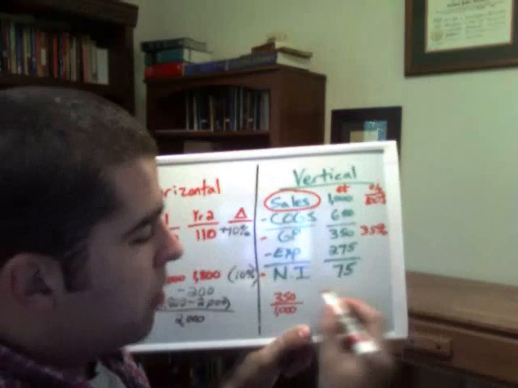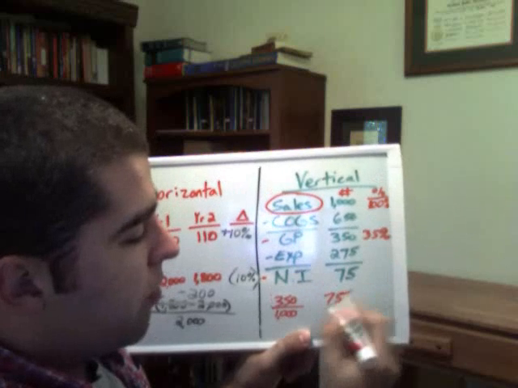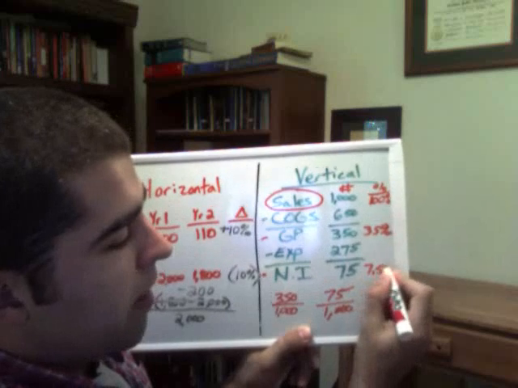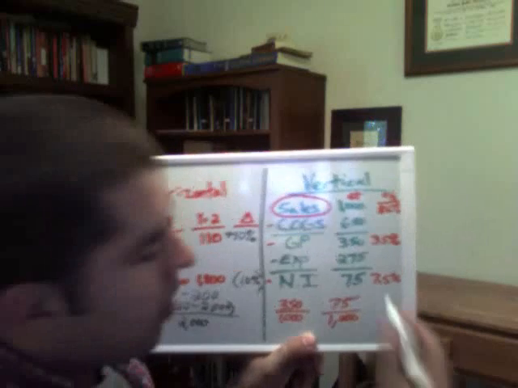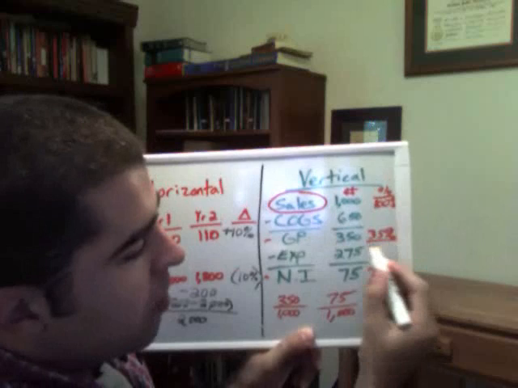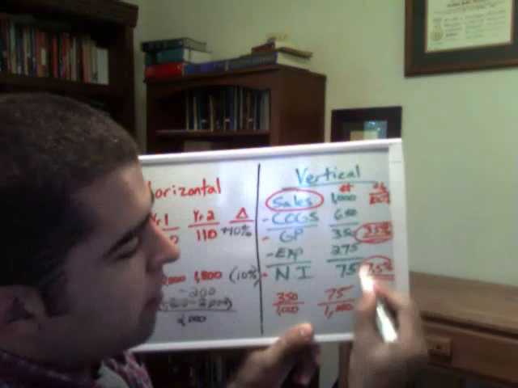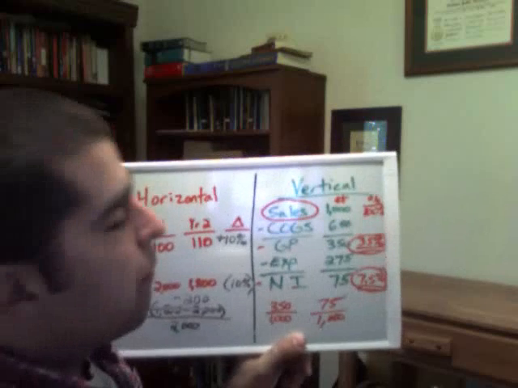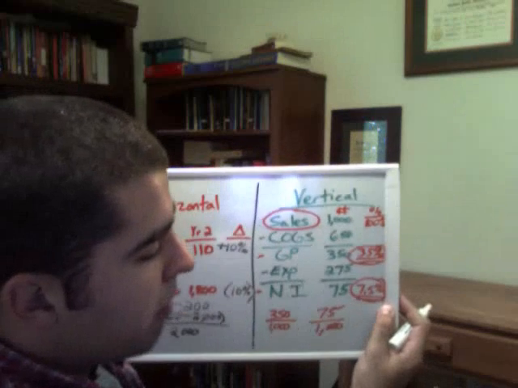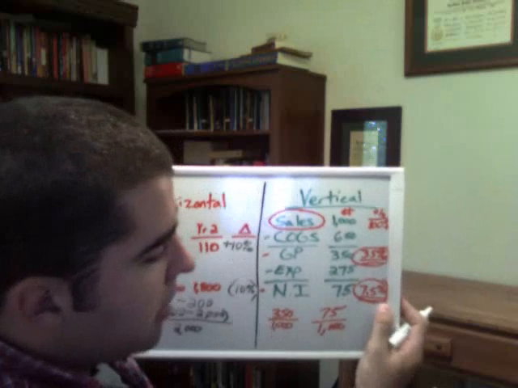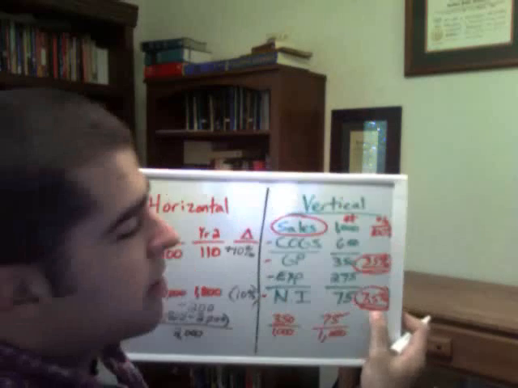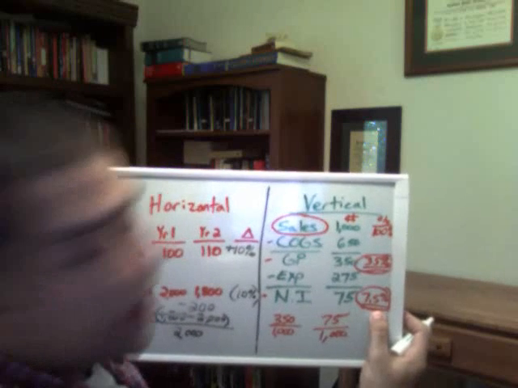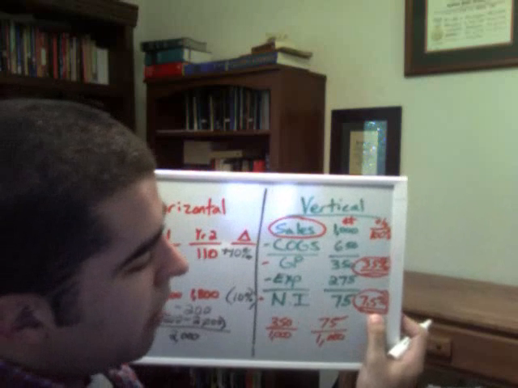Let's figure out what our component percentage for net income is. 75 divided by 1,000, and that's 7.5%. Okay, so these are two numbers that people frequently look at as far as your component percentages or your vertical analysis to determine how efficient and how profitable a company is operating. So what does this percentage down here tell us? For every $1 of sales that we have, we're making 7.5 cents of net income.